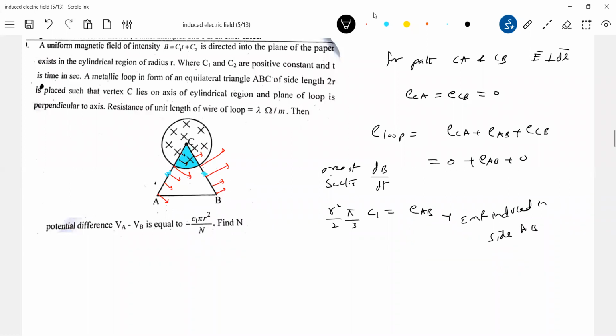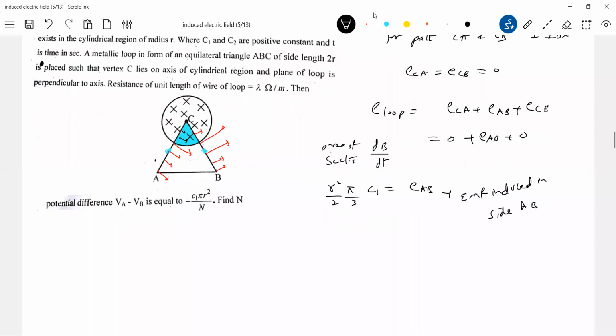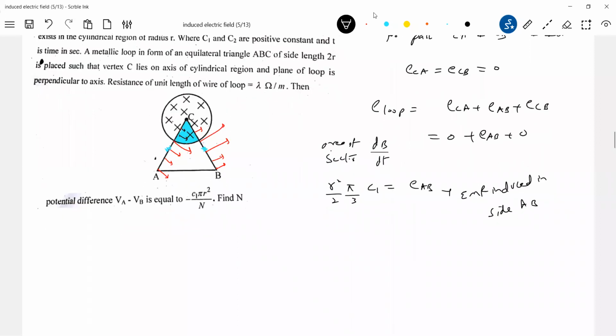What is the question asked? Potential difference he has asked. So what shall I do for this? I should replace with a cell. The total EMF of the cell should be placed only in the arm AB, not in CA and CB, because there's no EMF induced there. So then if I draw this, it will have a resistance. How should the induced current flow? The induced current will flow in this direction in the loop. Therefore, the total EMF of the loop should be placed only in this part of the circuit.